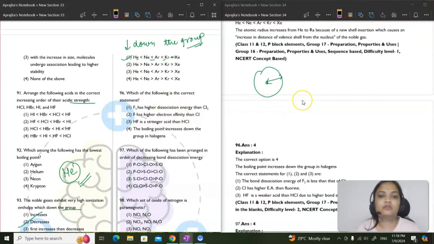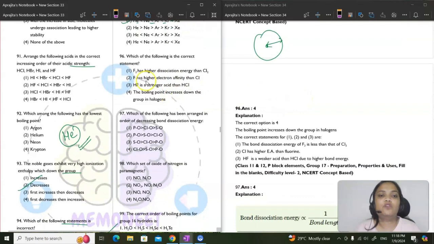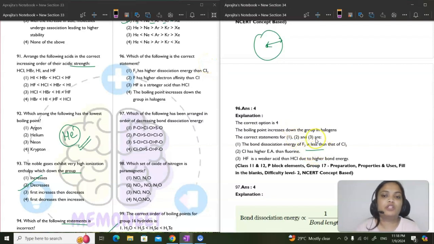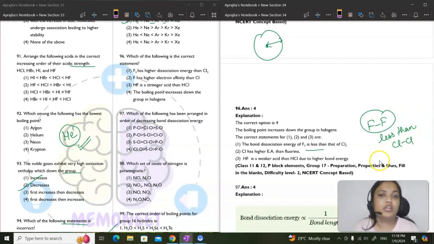Next question. Which of the following is correct? F2 has higher dissociation energy than chlorine. Now what happens is the bond dissociation energy of fluorine is less than that of chlorine. Although it is expected that fluorine will have higher dissociation energy than chlorine because small size is there, the bond will be strong and it will require more energy to break.